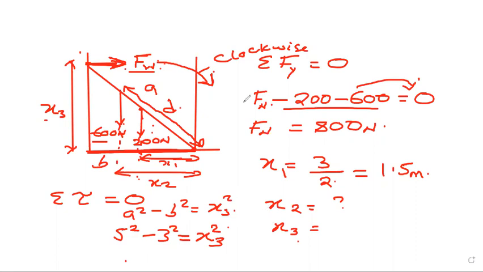So from there, what will our x3 be? It will be 4. So you square them, and then take the square root to cancel out the square on x3, and you have x3 equal to 4 meters. Now we can use the torque equation to get x2.